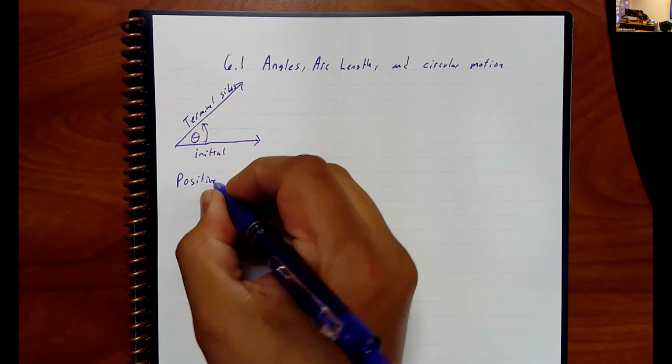Initial side. So if we start here and then we come down like this, it would be a negative angle, negative theta. So negative is clockwise.